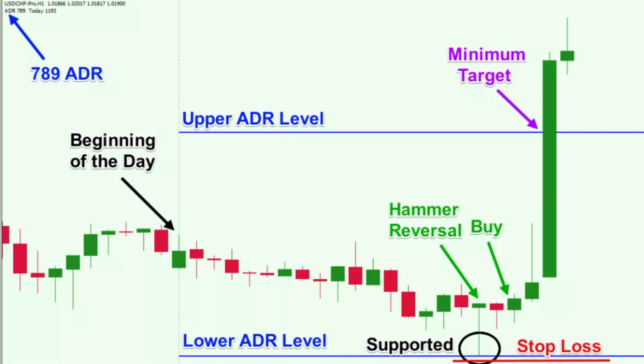The target for this trade is the upper ADR level. Therefore, you should hold the trade until the price reaches close to this level. When this happens, you have two options: to close the trade and take your profit, or hold the trade in case a breakout occurs. In this case, there was a breakout through the upper level of the ADR, which can mean a reversal is pending.